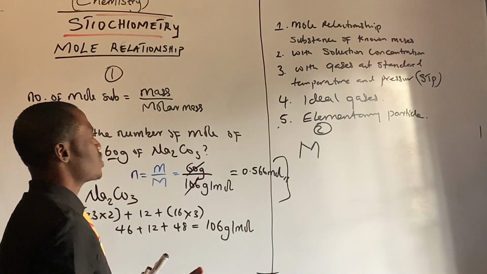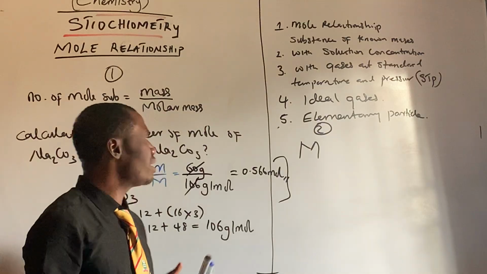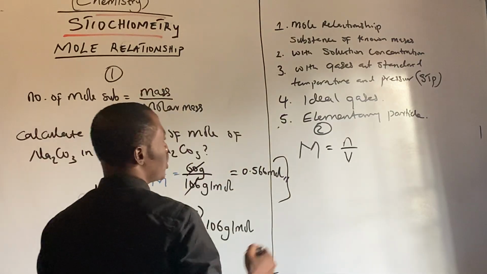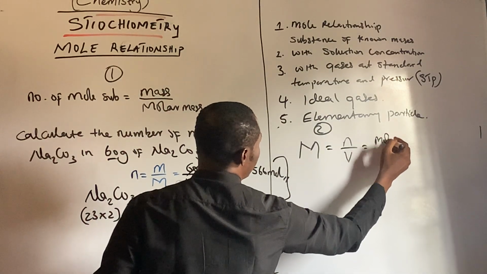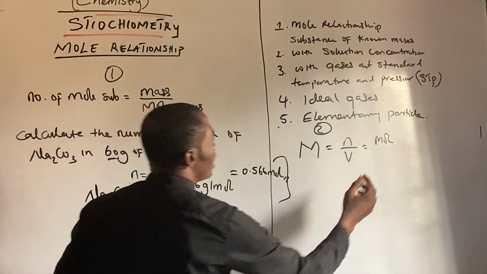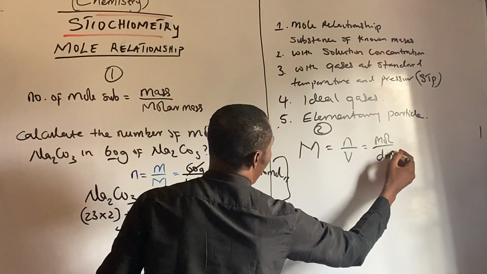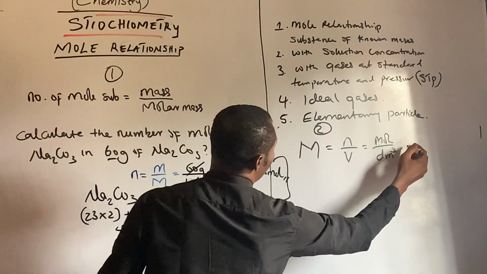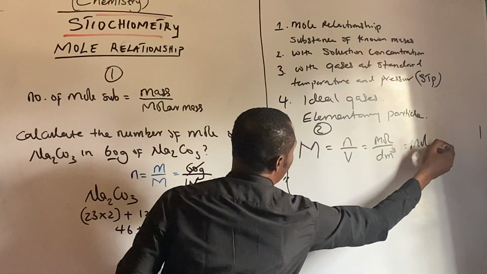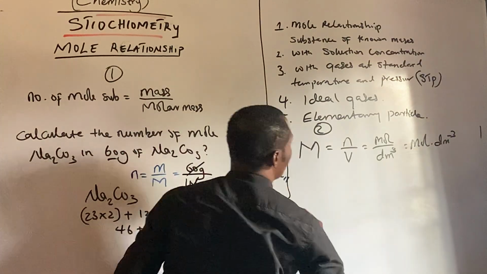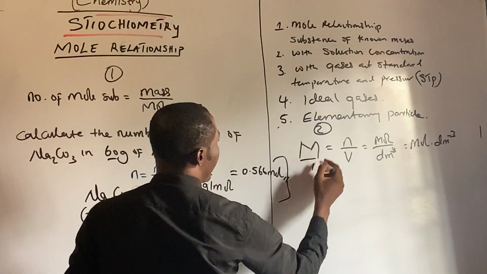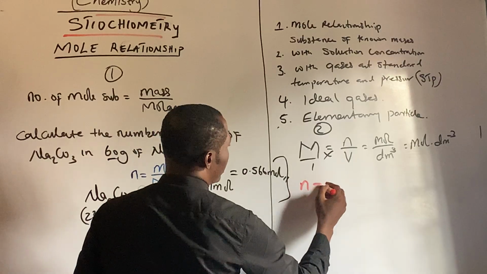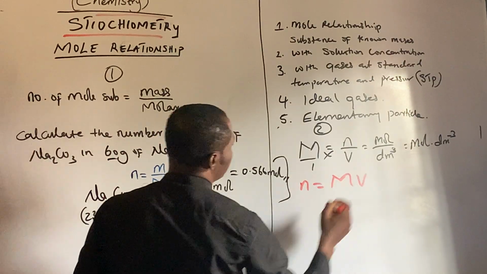For solution concentration, you need to know the molarity. Molarity is simply the number of mole over the volume. The unit for number of mole is mole. The volume should be in dm3 or in liter, but I love using dm3, so my equation will be mole per dm3. If I put a 1 here and cross multiply, number of mole is equal to molarity times volume.